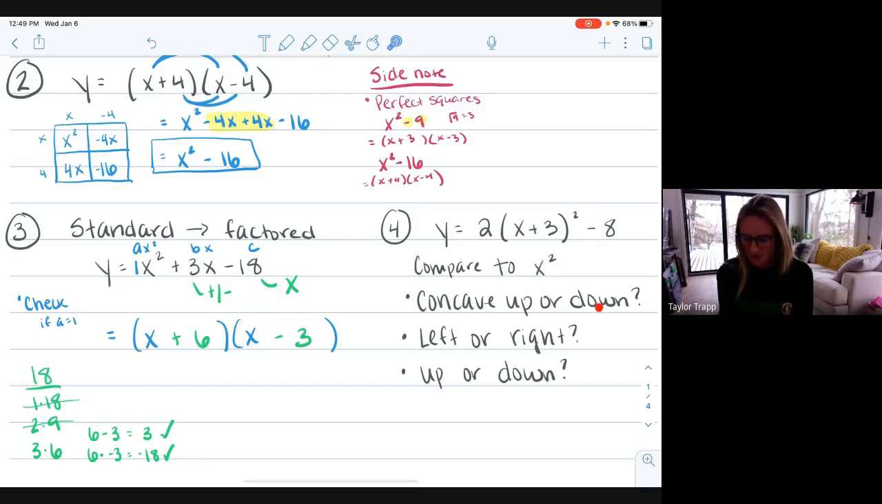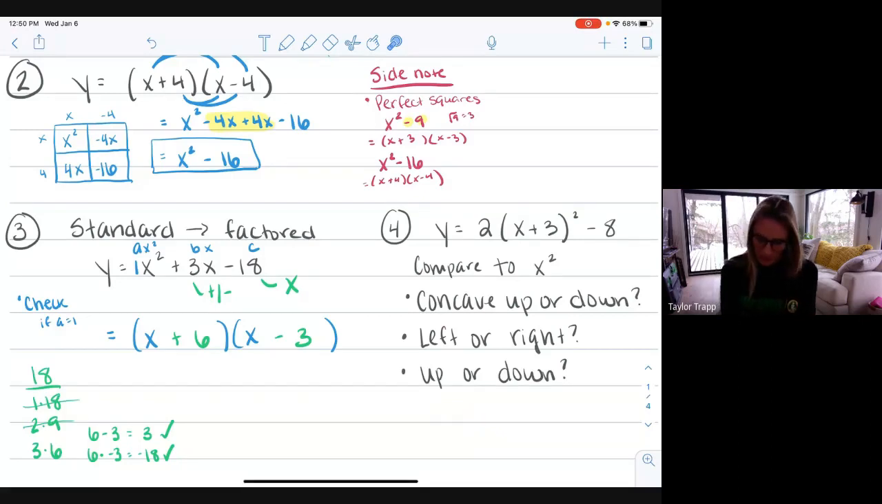Is this concave up or down? Does it go left and right? And does it shift left or right? And does it shift up or down? I don't know if you guys who took the quiz remember, it had all those check boxes and you had to check the ones that described it? Same idea. And there's one like this in the retake too.